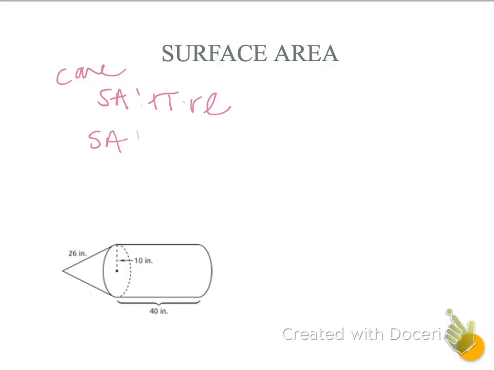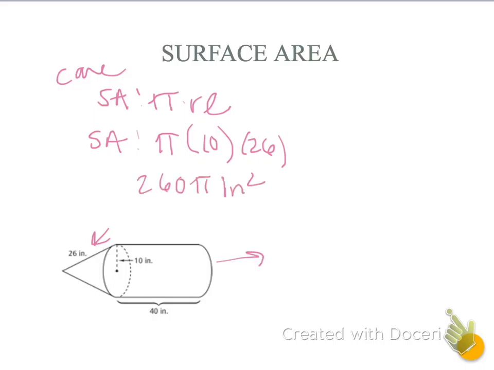So my surface area for my cone is pi times my radius 10 times my slant, which is 26. 26 times 10 is going to be 260 pi inches squared. Now I need to do my cylinder.